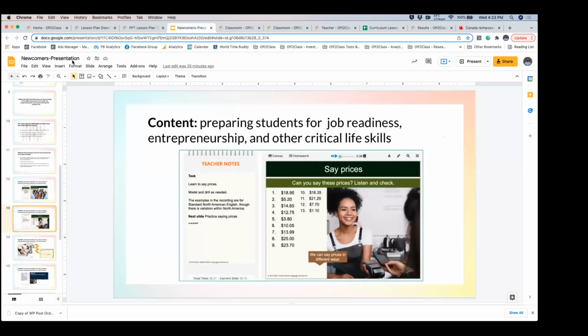This is an example of a lesson from another unit in that beginner scope and sequence, where we're actually drilling how to say prices. So just again, another example, and you could think of so many great examples of content that really focuses on those ideas of real life skills, job readiness, entrepreneurship, critical life skills, just thinking about building content around the everyday needs that these students are going to have when they're out in their newfound home, wearing one of their persona hats.